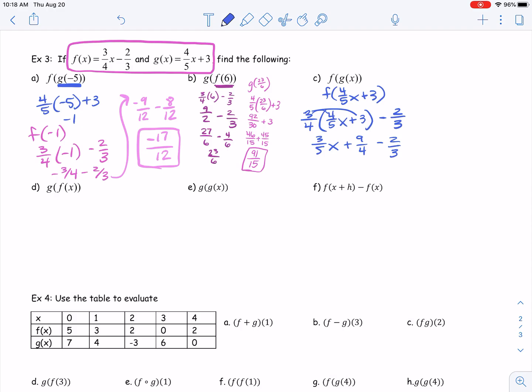So right now, I just need to combine those constant values, the 9 over 4 and the 2/3. So I need to create a common denominator. My common denominator is going to be 12. So I have my 3 over 5x plus, making these fractions of 12, I would have to multiply the first one by 3, so that's going to give me 27. I would have to multiply the second one by 4, so that's going to give me an 8 over here. And now I can combine those, and my answer is going to be 3 over 5x plus 19 over 12.